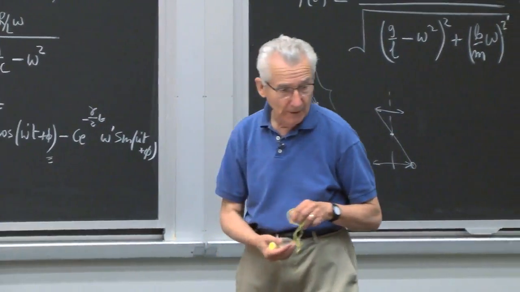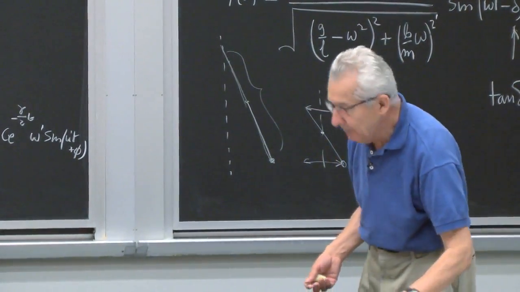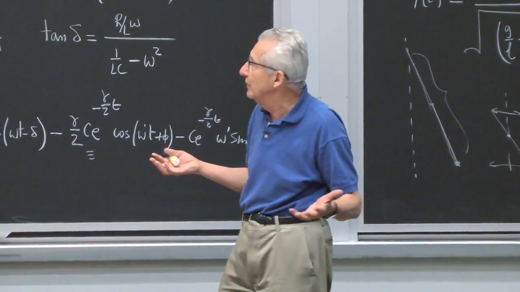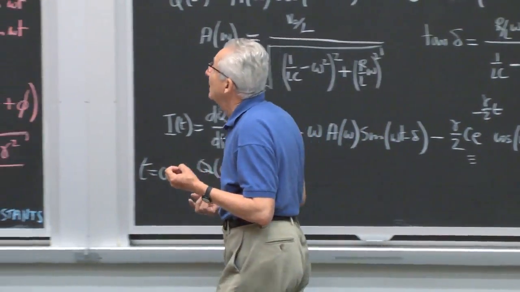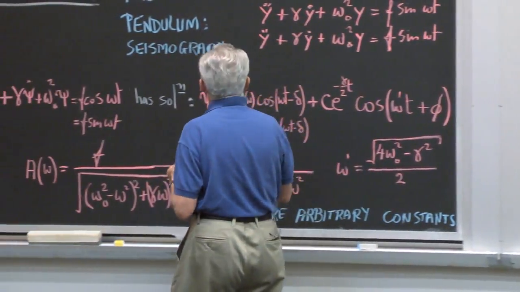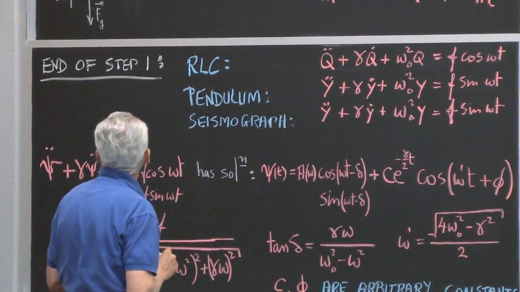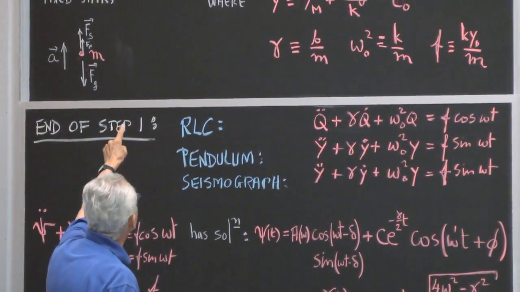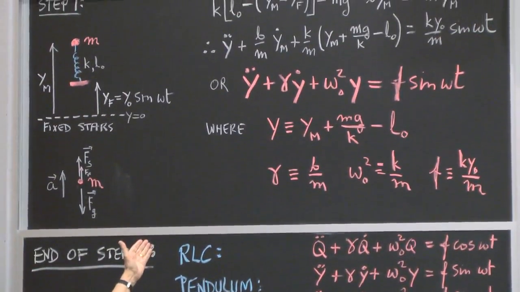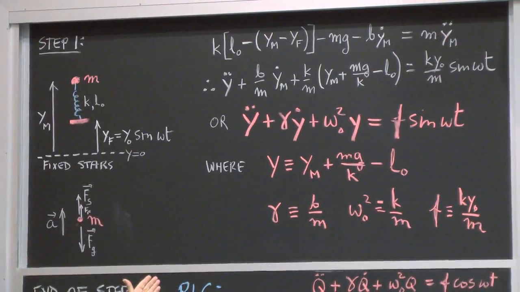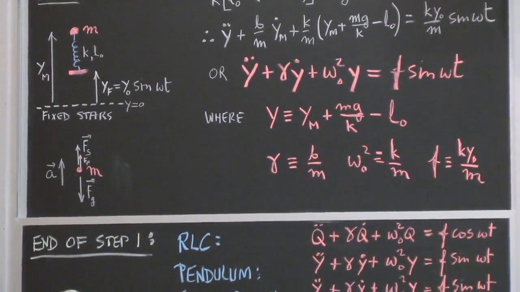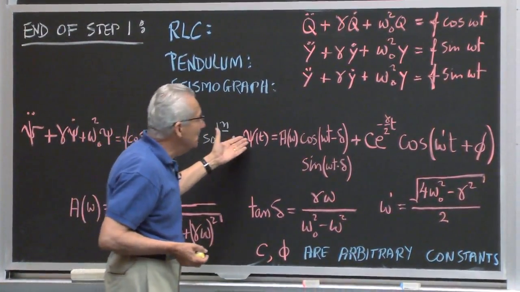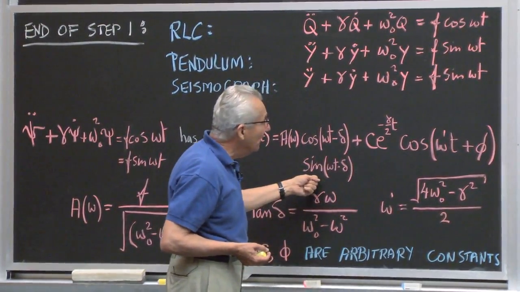Finally today, I will just comment, because we're now in a world of repeating. We're doing the same thing over and over again. I would just like to comment about the seismograph. Once again, this is an equation of this form. It's the sine version. So this is the solution to it with a sine.